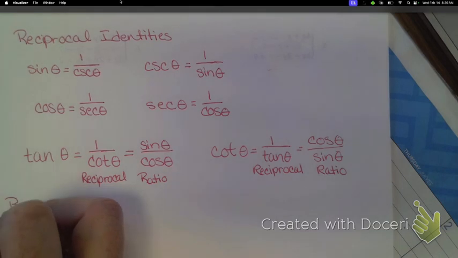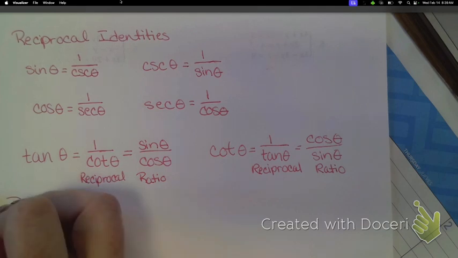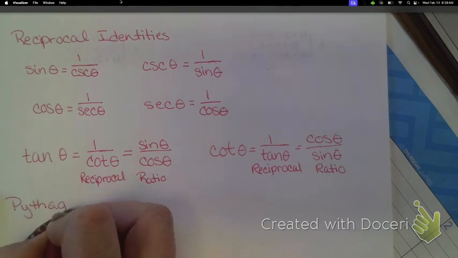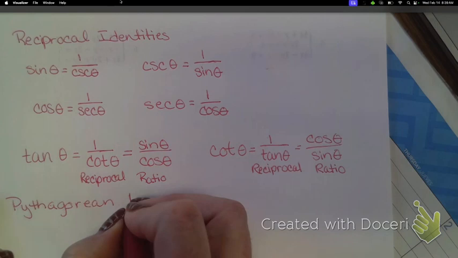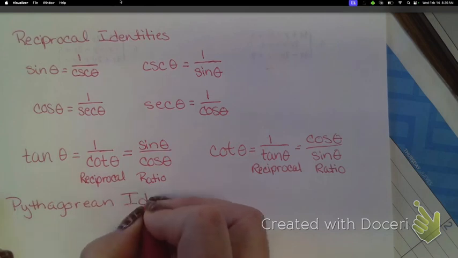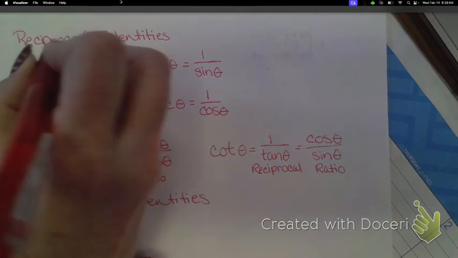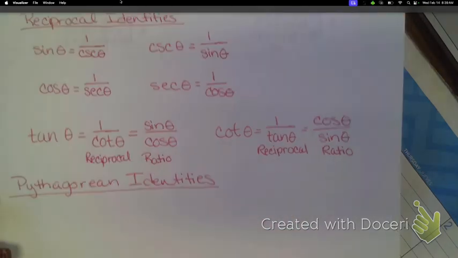Pythagorean. And why is it called the Pythagorean identity? Because it comes from the Pythagorean theorem. It's derived from the Pythagorean theorem. I mean, not identity, theorem. It's not, I just write too big.